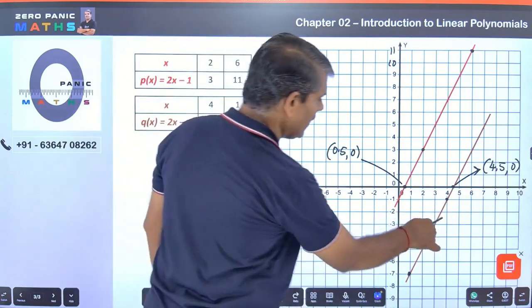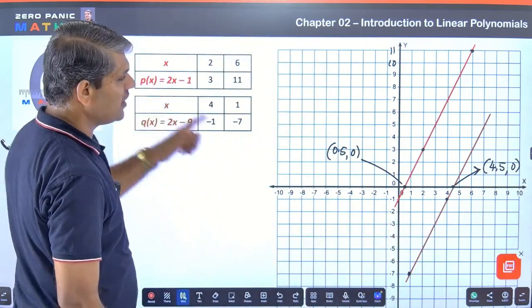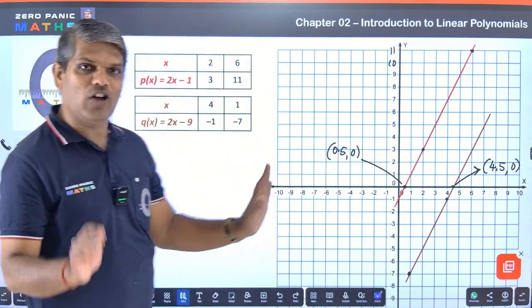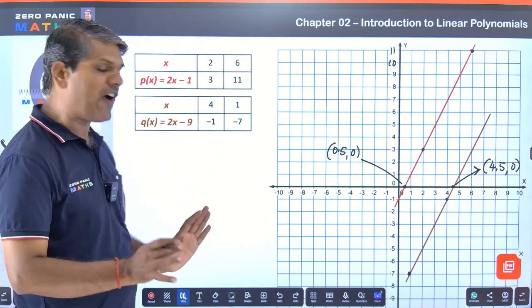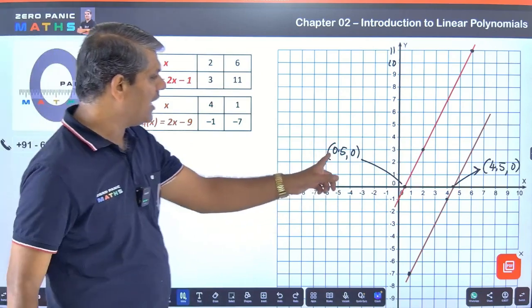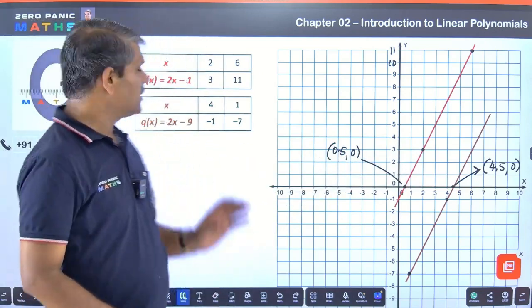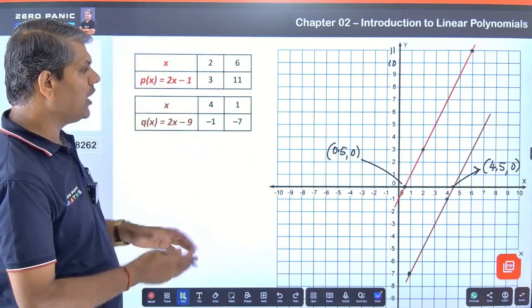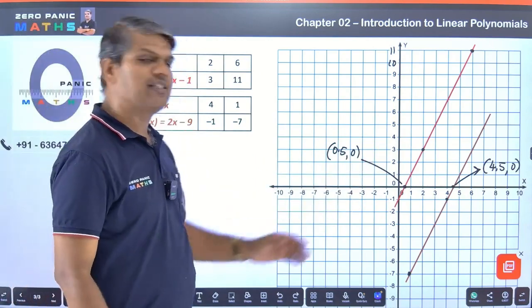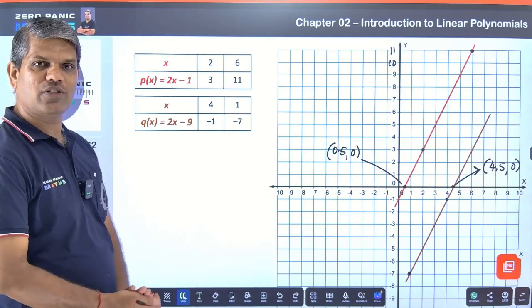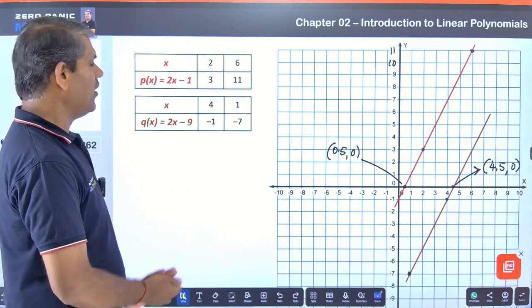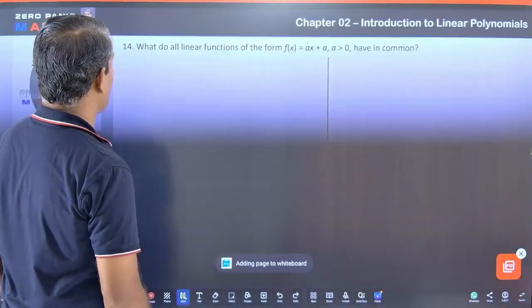So this line is the second line and this is the first line. Graphically also we verified that those two are the coordinate points where these two lines respectively cut the x-axis. Understood this, right? Okay. Now let us see the last problem in this.